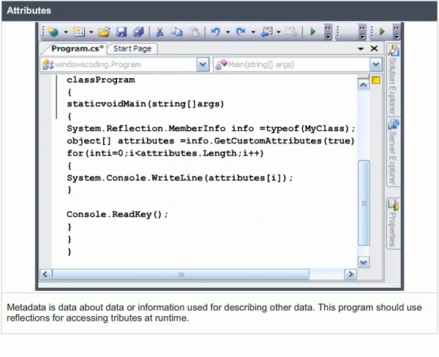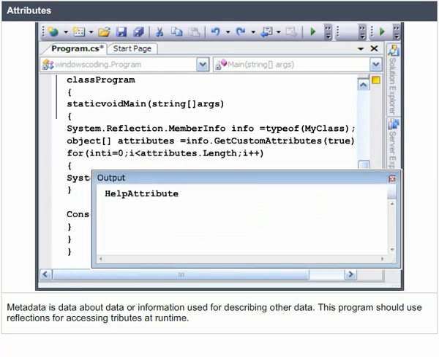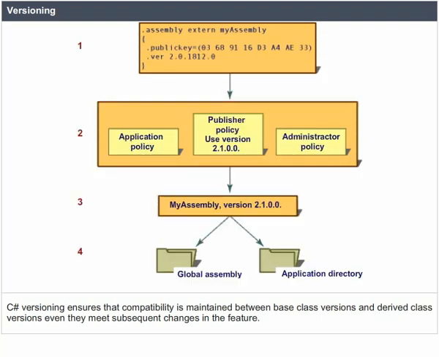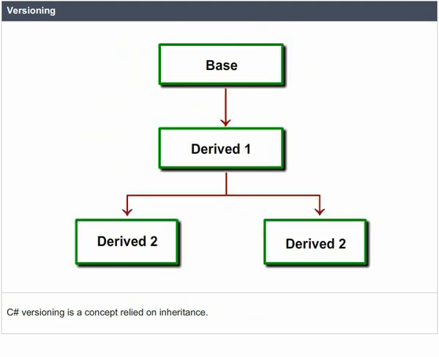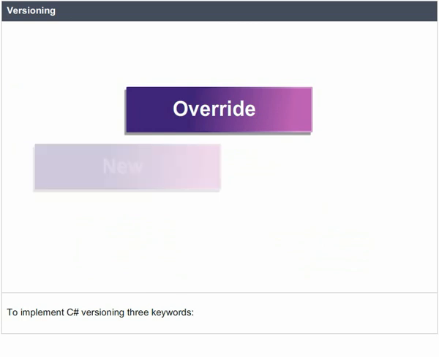C# versioning ensures that compatibility is maintained between base class versions and derived class versions. It also addresses subsequent changes in features. C# versioning is a concept that relies on inheritance. To implement C# versioning, the following three keywords are used: virtual, new, and override.